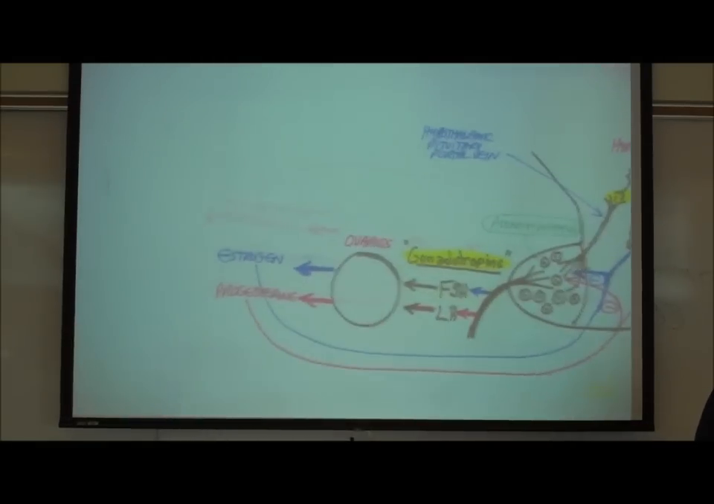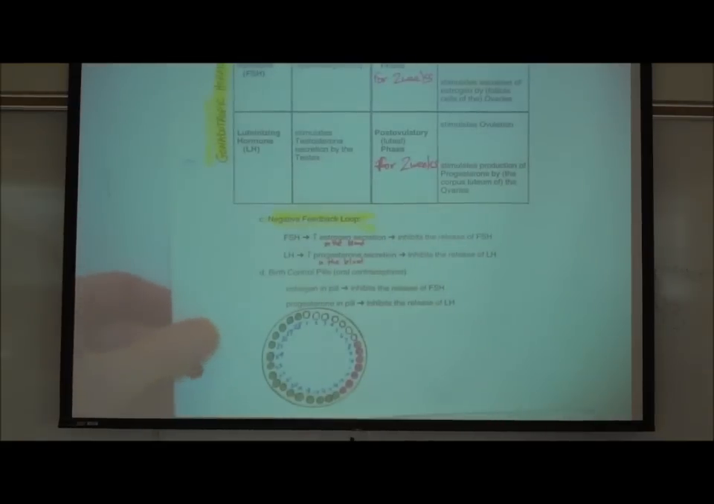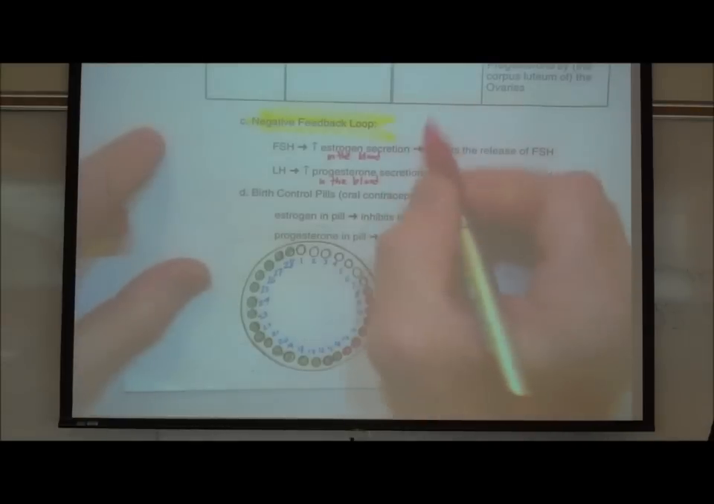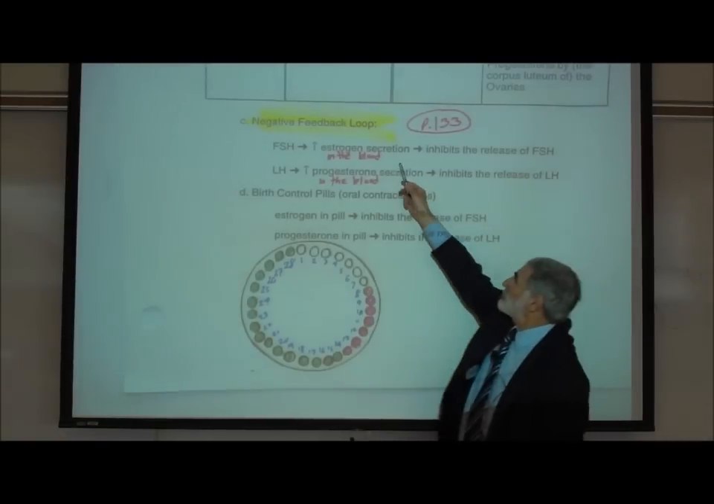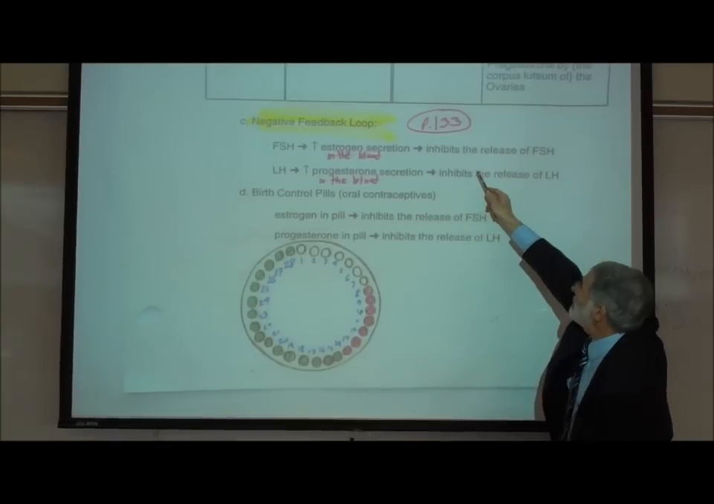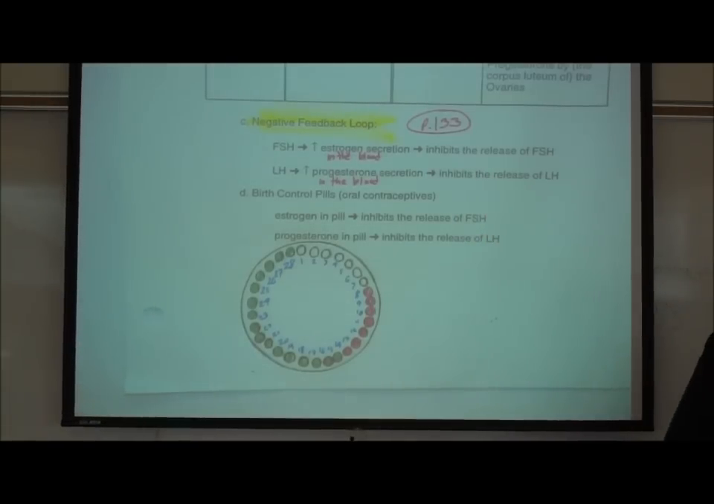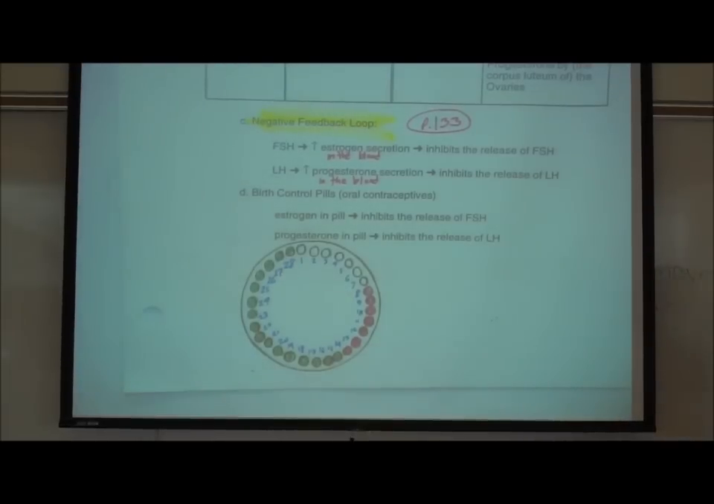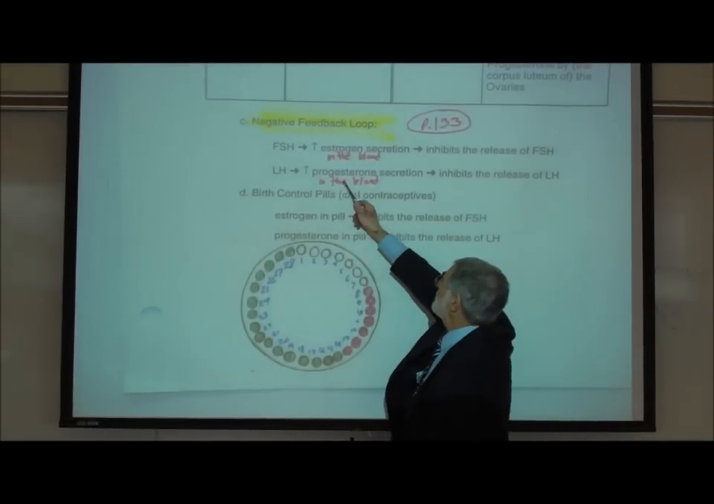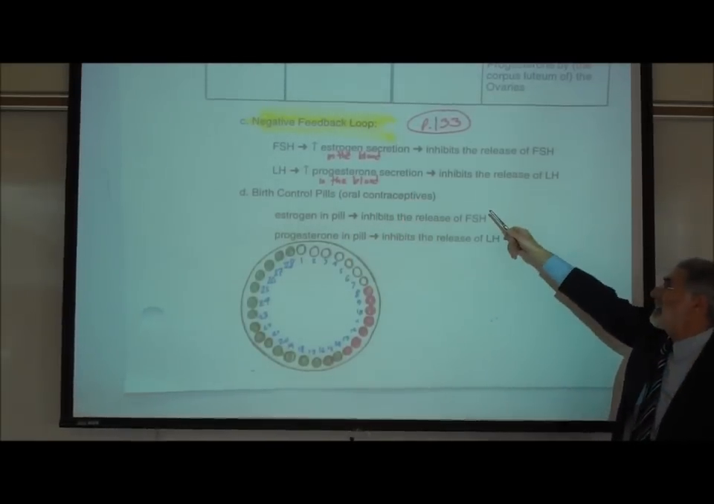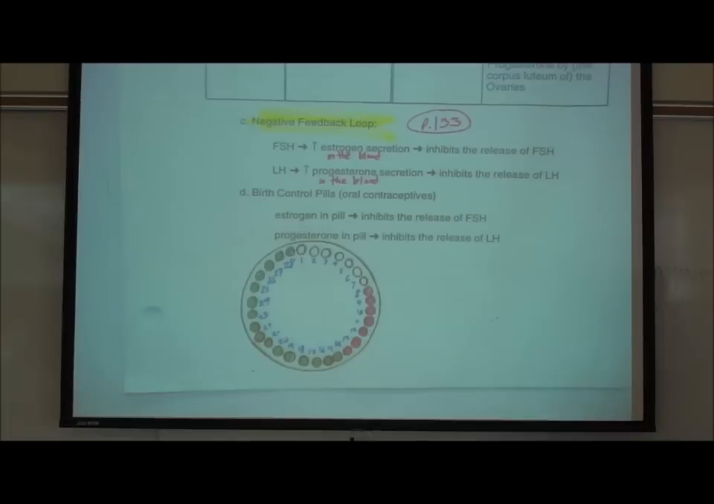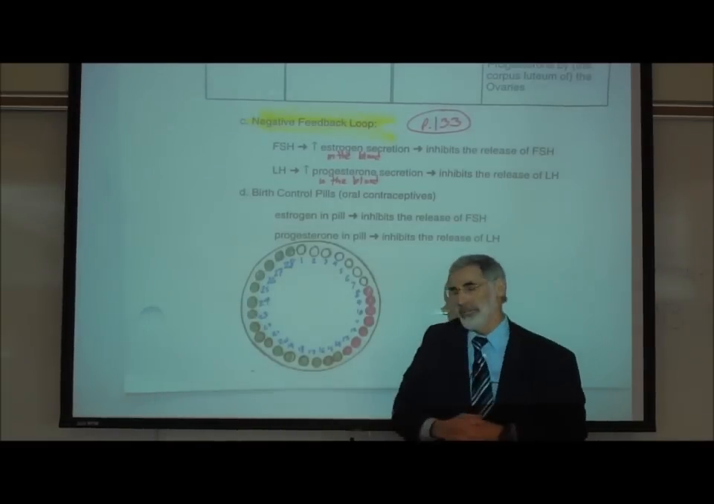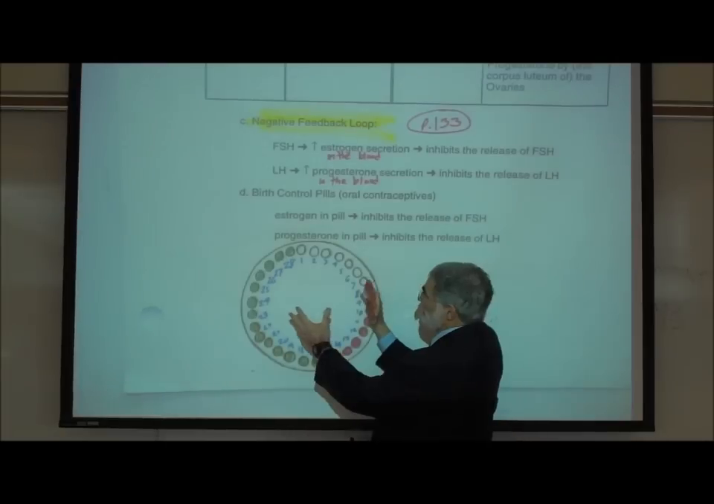So if we return back to page 133, FSH increases estrogen secretion into the bloodstream, and the higher the estrogen level goes, it inhibits the release of FSH. LH causes the release of progesterone into the bloodstream, and the higher the progesterone level, it inhibits the release of any more LH, the negative feedback loop. So let's talk about birth control pills. Now, birth control pills, they come in these little cases.